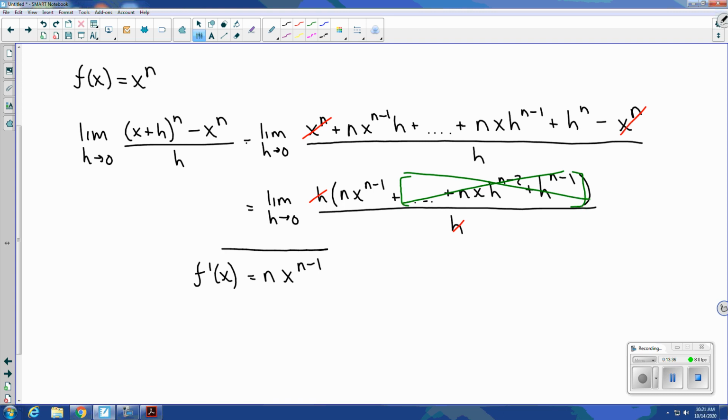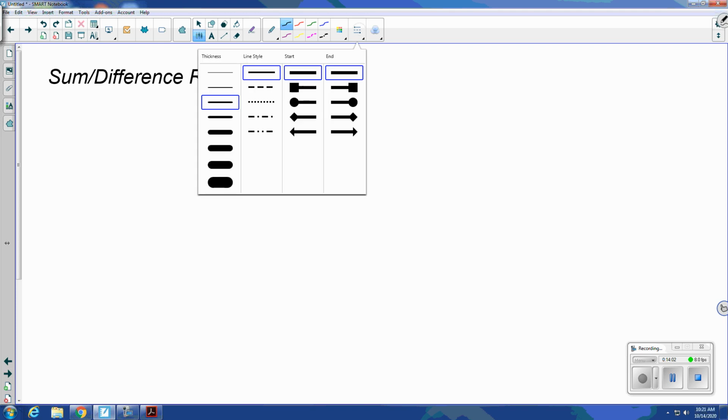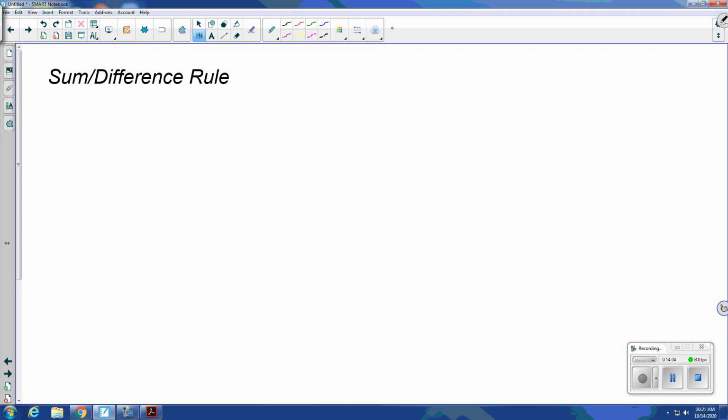So this is our power rule. What it's telling us is take your initial exponent, move it to the front, and subtract 1. Right? So move your exponent to the front, subtract 1. That is the power rule, and we can use our limit definition to find that rule. Next, we're going to look at the sum and difference rule. For this, I'll use both perspectives, but first, let's start with our limit definition.